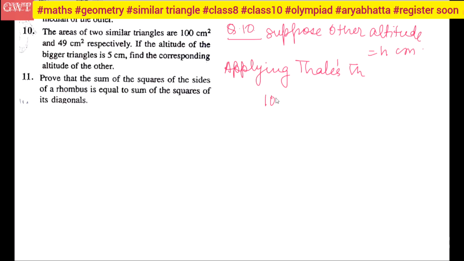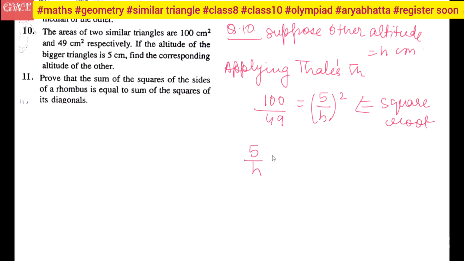what I will get? 100 upon 49 is equal to 5 upon h whole square. So I will take the square root on both sides. So I will get 5 by h is equal to the square root of 100 upon 49. So I will get 10 by 7 only.